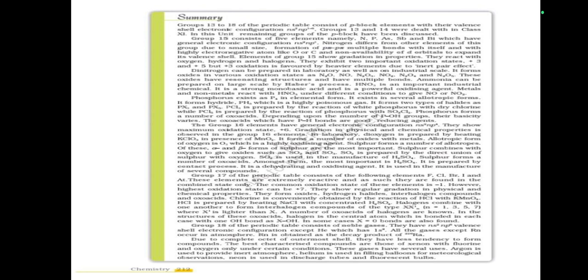It forms hydride PH3, which is a highly poisonous gas. It forms two types of halides, while PCl5 is prepared by the reaction of phosphorus with SO2Cl2. Phosphorus forms a number of oxoacids depending upon the number of P-OH groups. Their basicity varies. The oxoacids which have P-H bonds are good reducing agents.